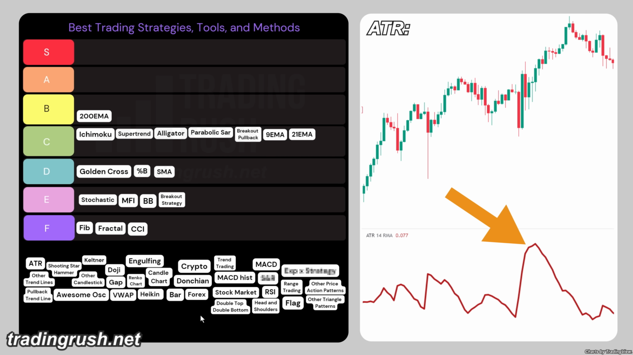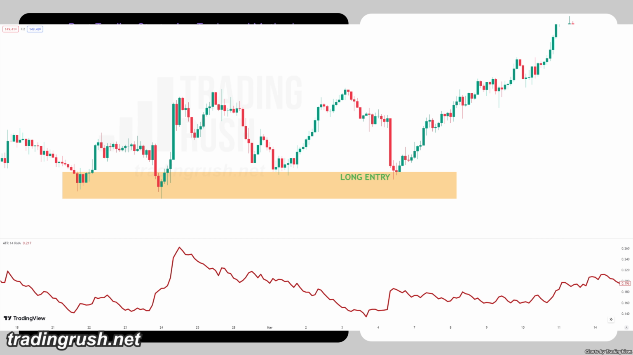The next one is the ATR indicator. I highly recommend this indicator to beginner traders. This is one of those indicators that can be used with any strategy. I use it to see how far I have to set my stop loss.